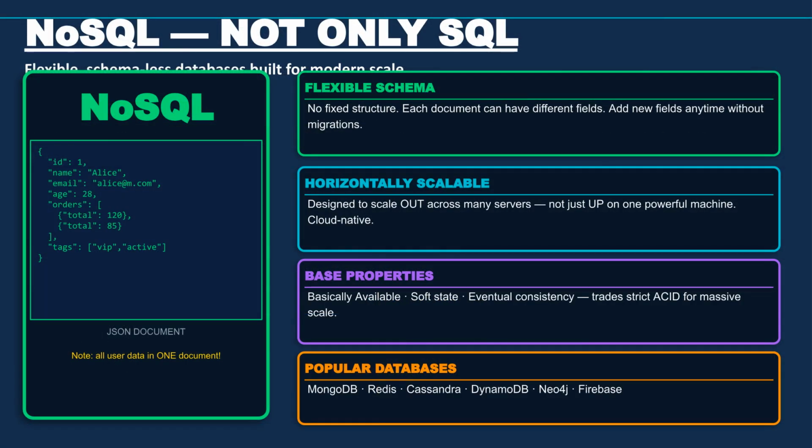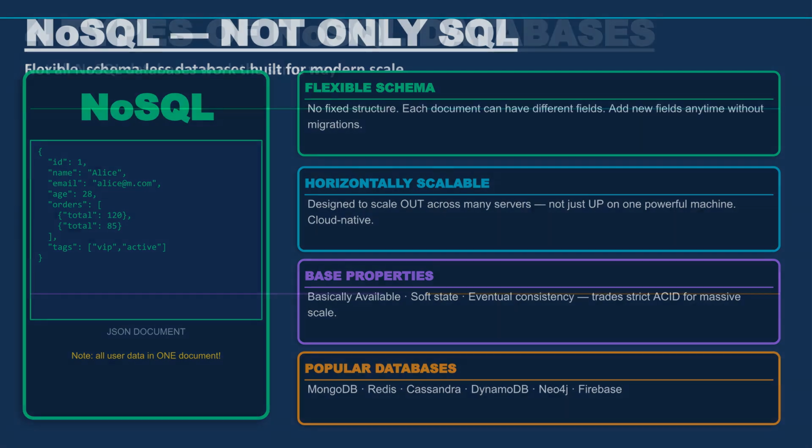NoSQL stands for Not Only SQL and refers to flexible, schemaless databases built for modern scale. They offer a flexible schema, meaning each document can have different fields, which allows for fast iteration without complex migrations. NoSQL databases prioritize horizontal scaling and BASE properties over strict ACID compliance for massive distributed systems.